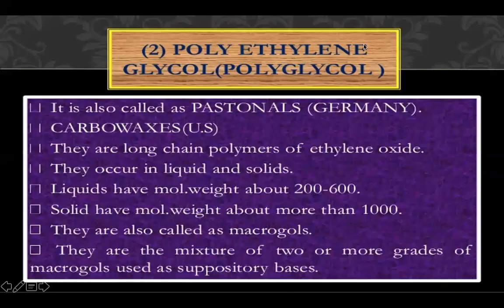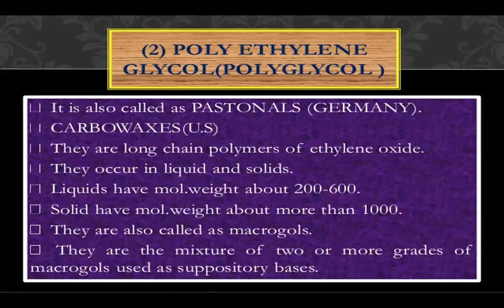So again, we start with polyethylene glycol as a base. It is also called Pastenal in Germany and Carbowax in the United States. They are long chain polymers of ethylene oxide. They occur as liquids and solids. Liquids have a molecular weight of about 200 to 600. Solids have a molecular weight of more than 1000.